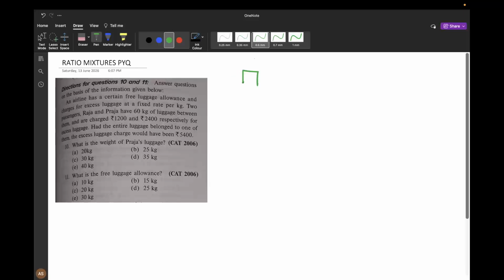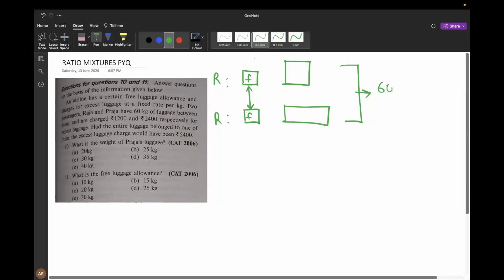Basically, airlines have a fixed amount of free luggage that you can carry. So both Raja and Praja have some fixed luggage and some excess luggage. Now, the value of free luggage in kg would be the same, right? Because it's fixed by the airline. Now the difference lies in the excess. Since Raja is being charged 1200 and Praja is being charged 2400 for the excess luggage, that means they are different. Another piece of information is that 60 kg of luggage is between them. So basically, adding all these four would give us 60 kg.